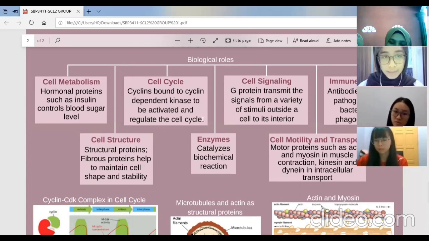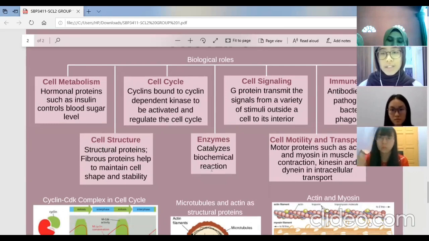Other than that, one of the most common roles of protein is that they promote intracellular chemical reactions in the form of enzymes. They also act as signal regulators that relay information from the plasma membrane to the nucleus, such as the G proteins that we learned about during the cell signaling pathway.